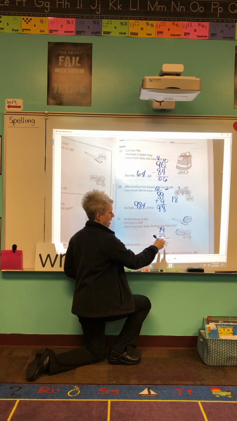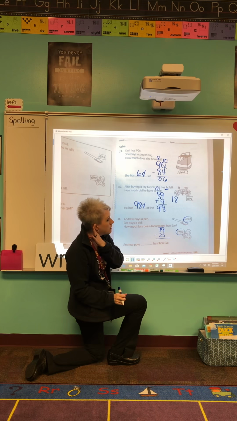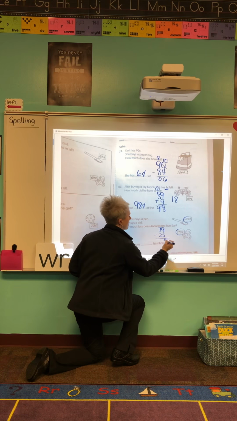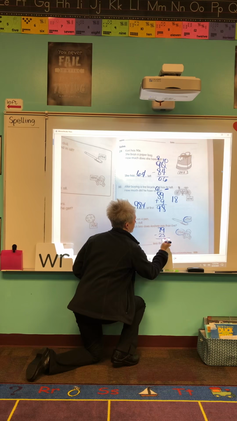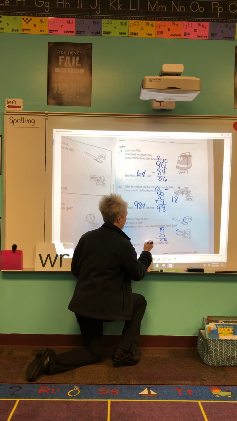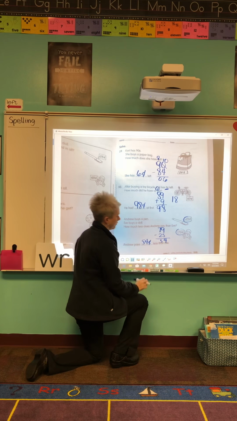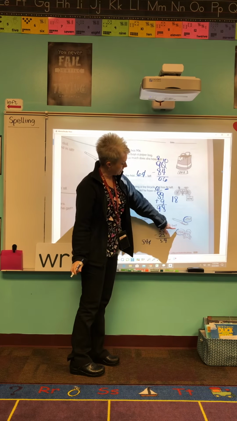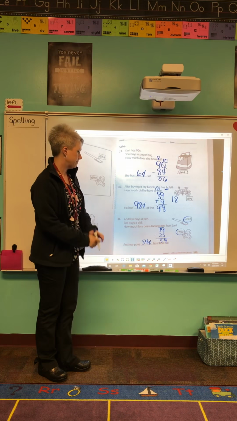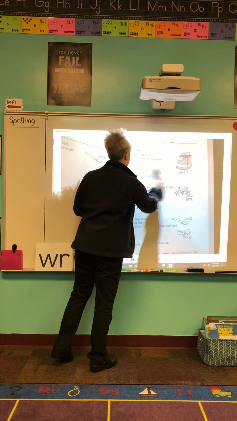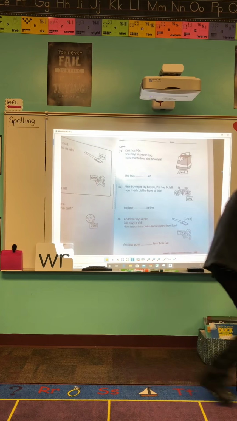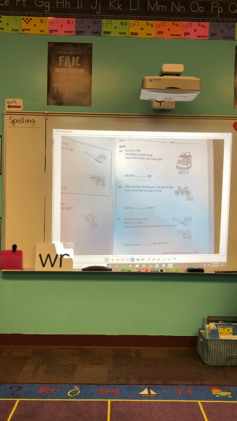9 take away 5 we know is, good job, 4. 7 take away 2 is, good job, 5. Andrew pays 54 cents less than Eve. There is a 54-cent difference between 79 and 25. All right, flip your page to page 236.